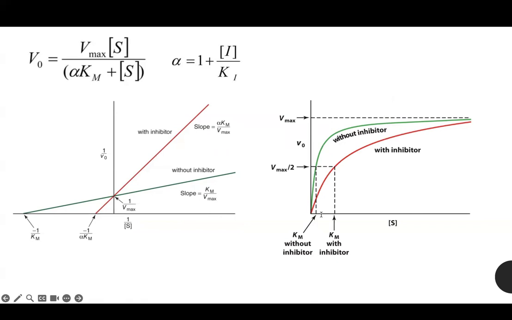We get an increase in the Michaelis-Menten constant because the enzyme has less affinity for the original substrate. However, the same Vmax will be reached.